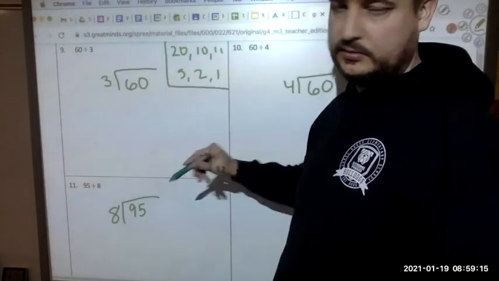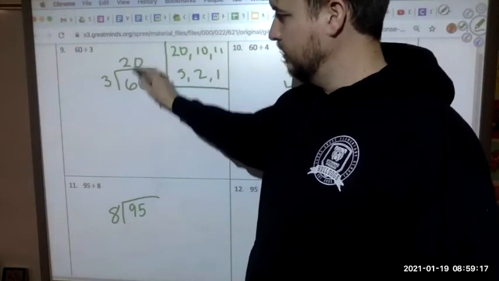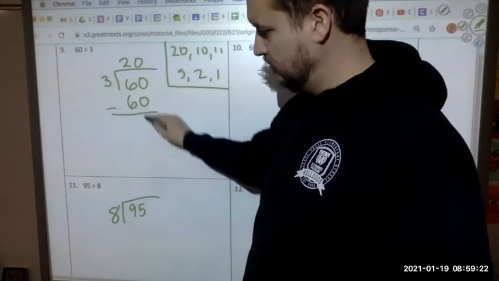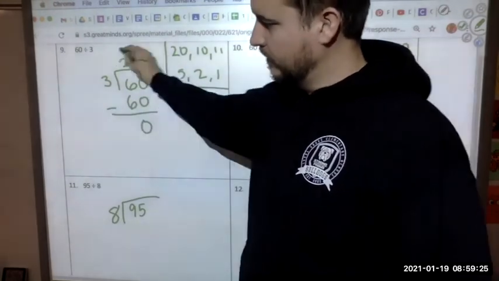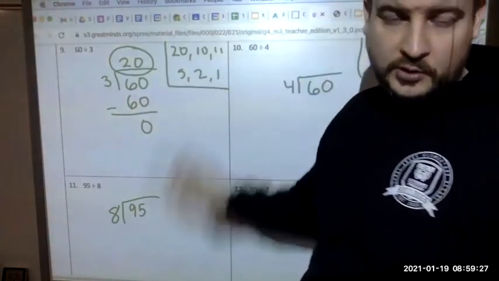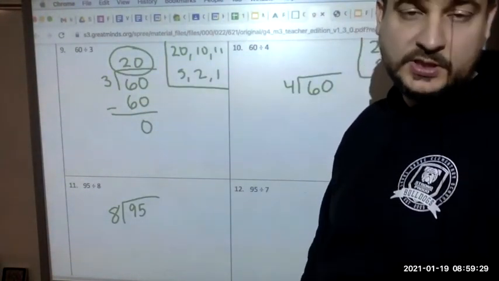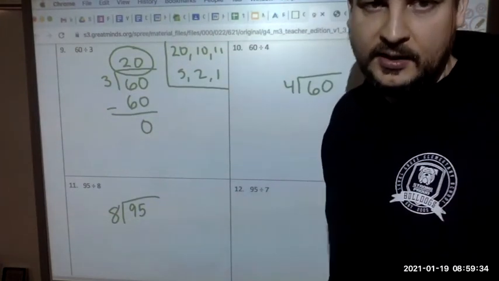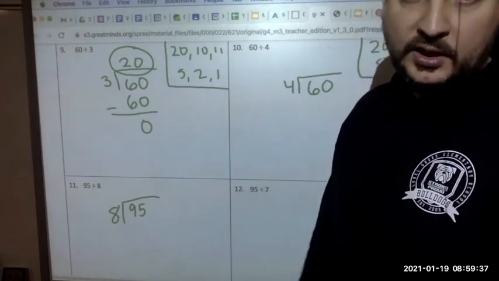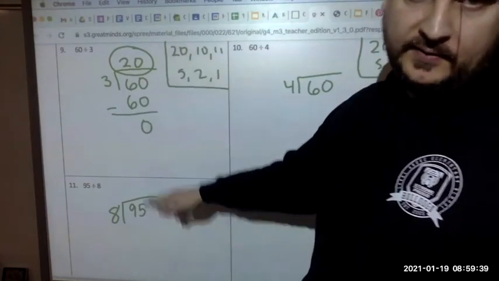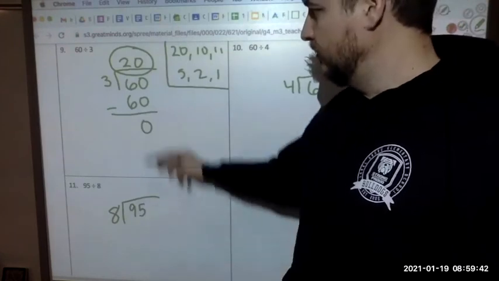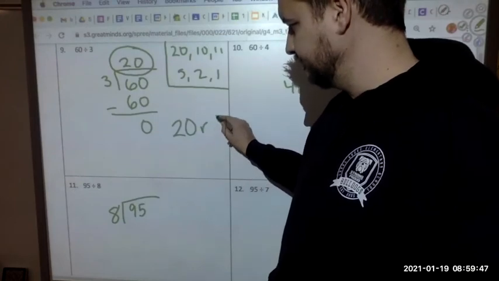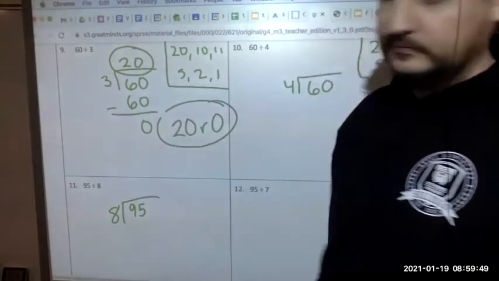3 times 20. 3 times 20 equals 60. 60 minus 60 is 0. I've already found my answer. So when you use a friendly fact that is as close as you can get to that number, it helps you with not having to write a whole lot. So 3 times 20, so my quotient is 20, and there's nothing left over. That one was easy.